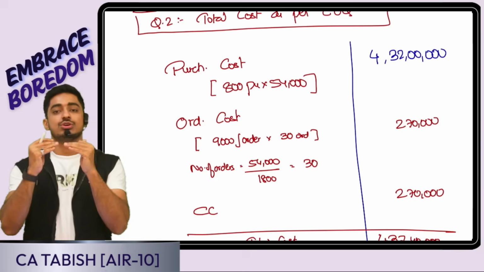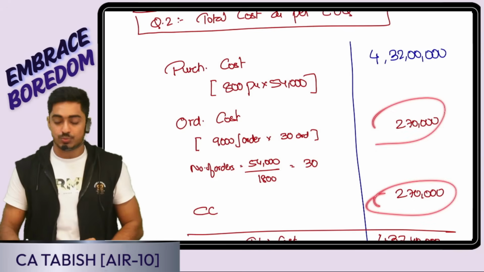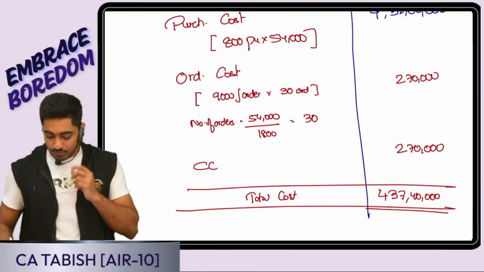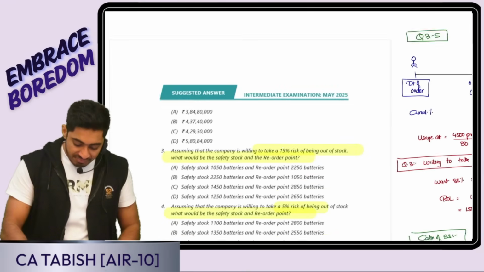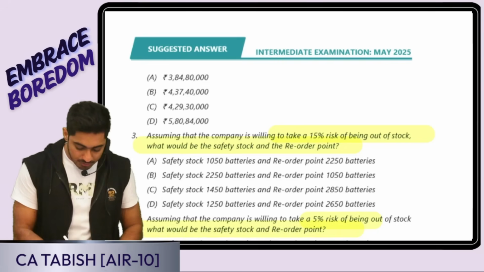Carrying cost: I am at EOQ, so I can close my SN rate. This is also going to be 2.7 lakh. That means my total cost will be 4 crore 37 lakh 40,000. Option B is 4 crore 37 lakh 40,000. B.